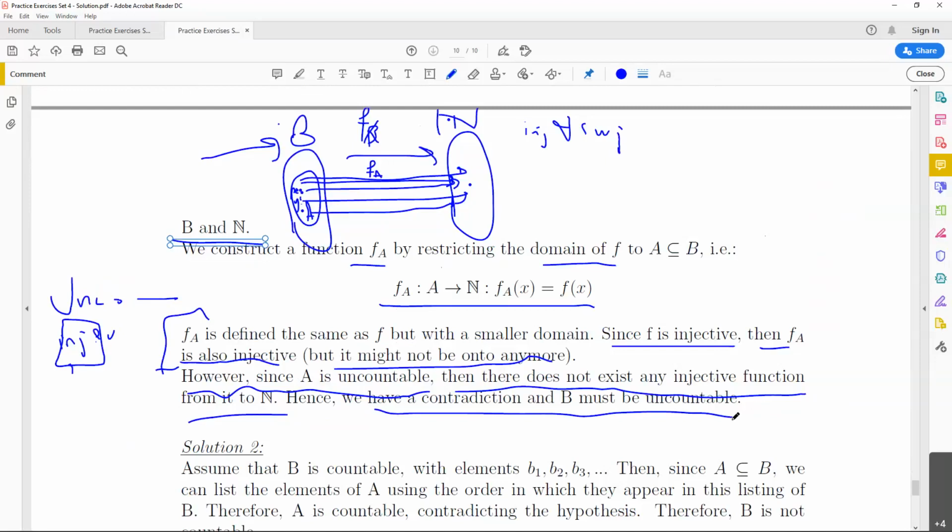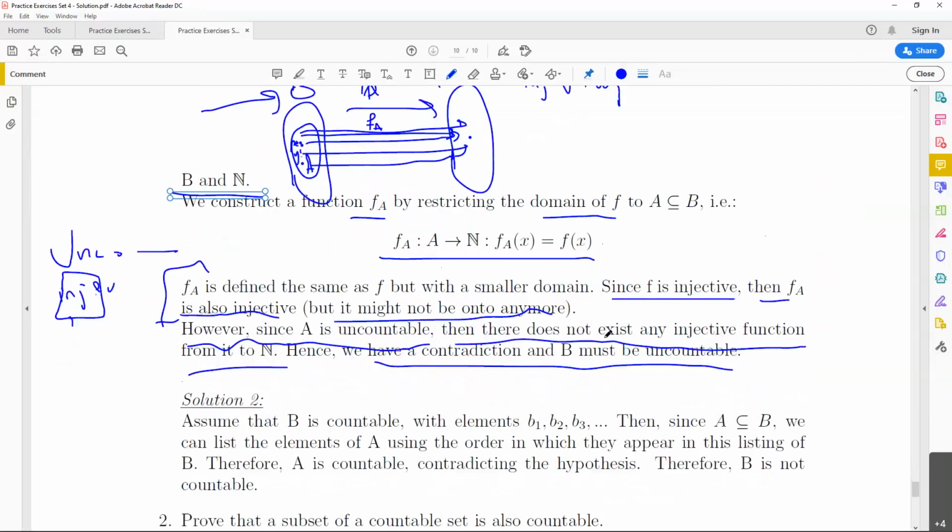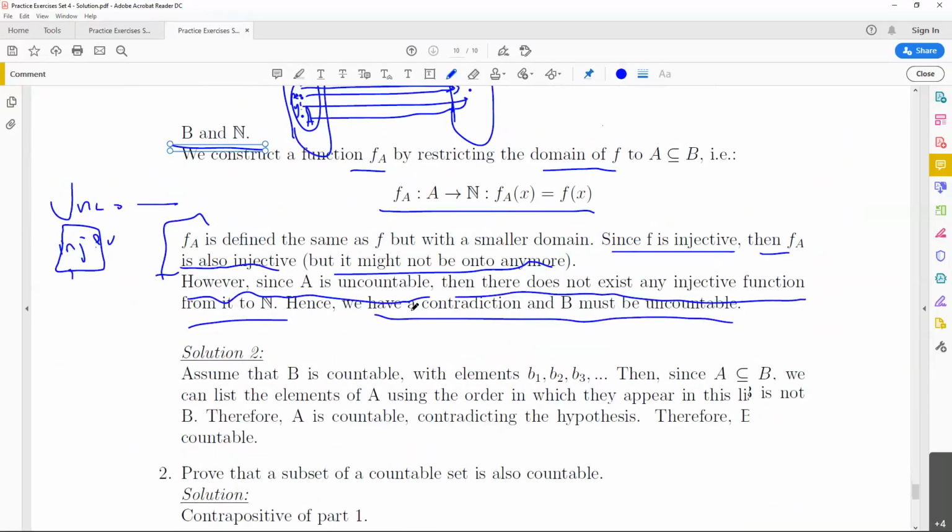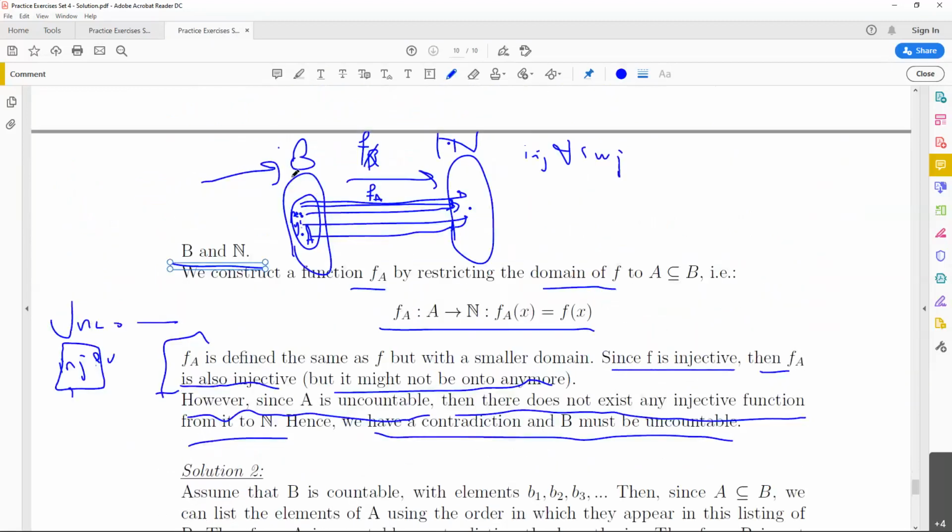Any problem with this? Recapping, assume that B is countable. So you have a bijection from B to N. Now you focus on the set A. You say, I'll focus on the mapping that has to do with the elements of A. This mapping has to be injective because f on B is injective. And there you go, you get a contradiction because A is uncountable.